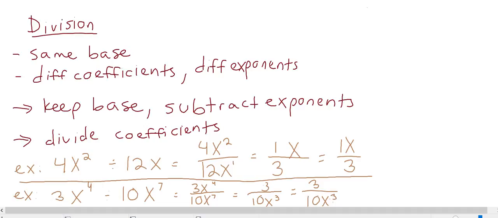Let's do one last example. Let's say we have 4x squared divided by 9y cubed. Do these two terms have the same base? The first one has a base of x, the second one has a base of y. Since they do not have the same base, these two terms cannot be divided by each other, therefore they stay how they are. You could also rewrite it as a fraction, it doesn't matter. You cannot simplify this anymore, you cannot divide them because they have different bases.